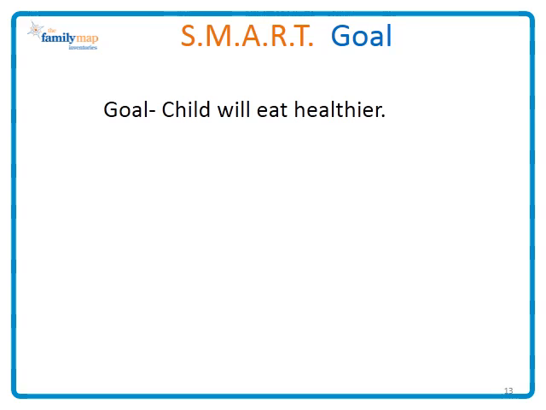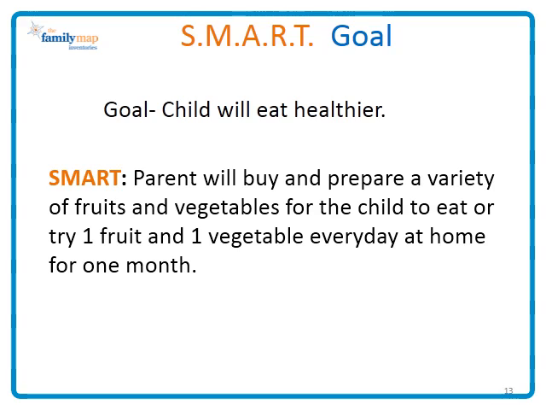This is a goal I have seen several times as I've looked through family maps out in the field. Child will eat healthier. This is a good goal. However, we don't know how or when this goal will get accomplished. Here's the same goal written as a SMART goal. Parent will buy and prepare a variety of fruits and vegetables for the child to eat or try one fruit and one vegetable every day at home for 1 month.